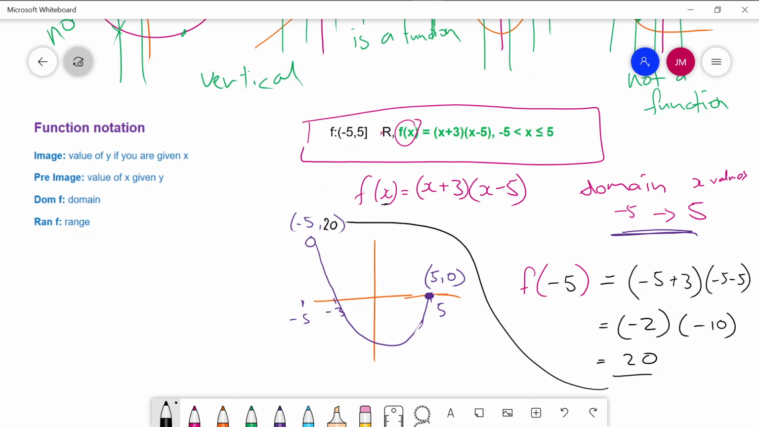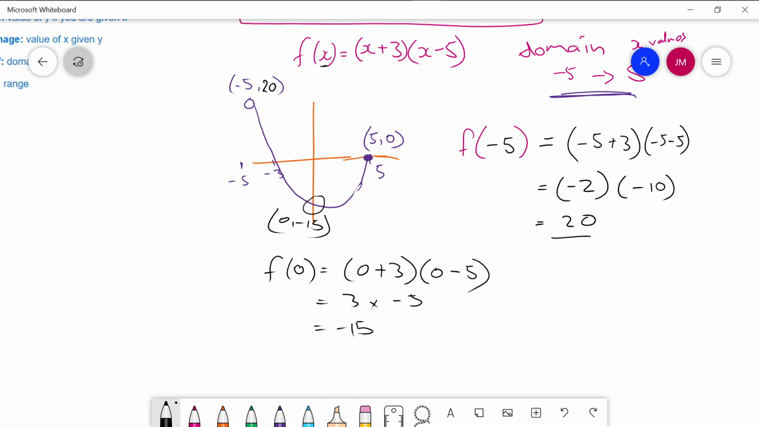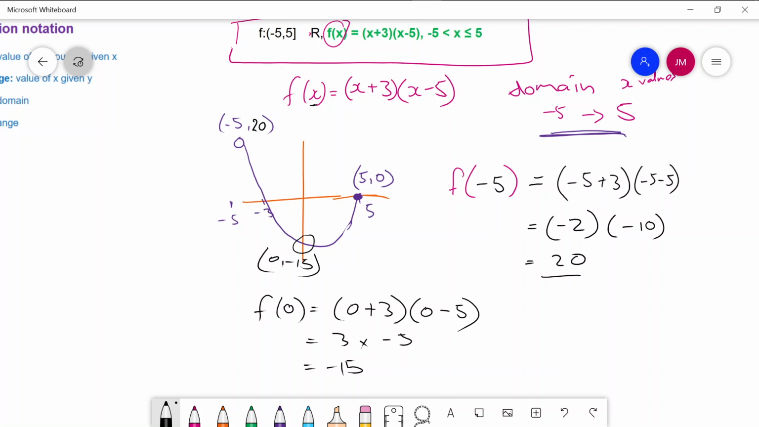Now, last thing, we've got an intercept that we haven't labeled. So you should always label endpoints and intercepts. So that is going to occur when x equals 0. So I can write that as f(0) and do the same process. So I would have (0 + 3)(0 - 5). So I get 3 times -5 is -15. Okay, so that point would be (0, -15). And that's my graph.